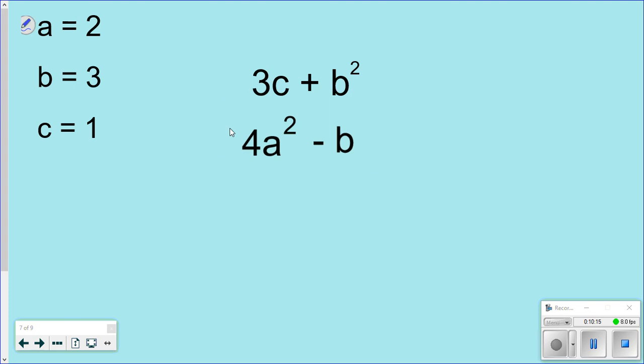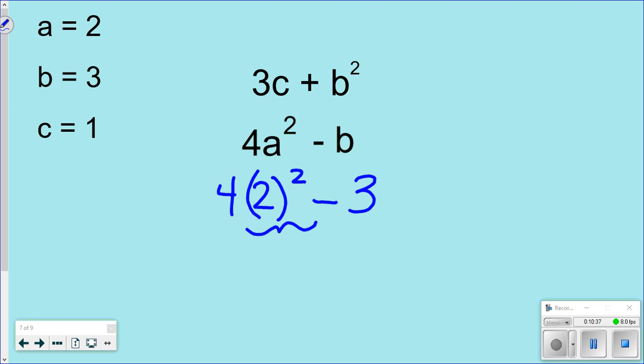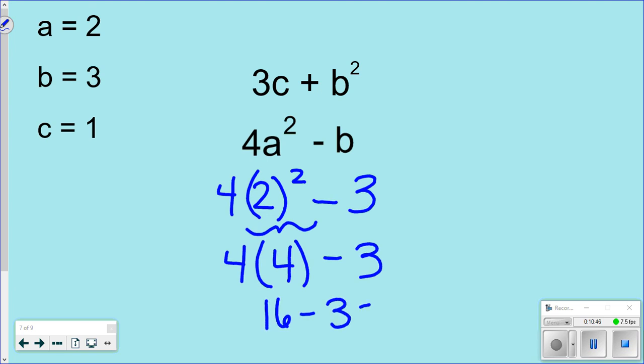So this would be 4. And then see how the a, it's squared. So I'm going to put a in parentheses and then put my exponent beside it. And b is 3. Putting those parentheses there will help me keep that 2 away from that 4, and will also tell me that the 2 and 2 are going to go together for exponents. So this we're going to do first. So 2 squared would be 4. So now this is what it's going to look like. So now I have 16 minus 3, and I get 13.